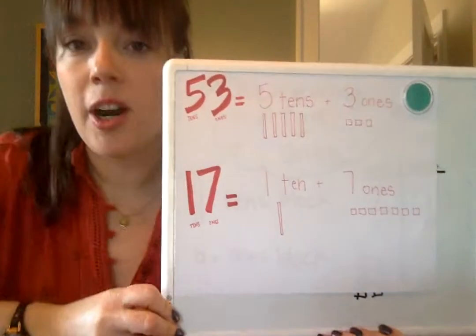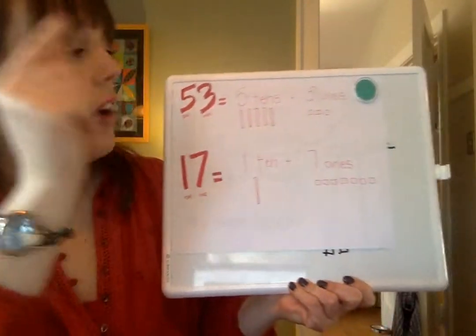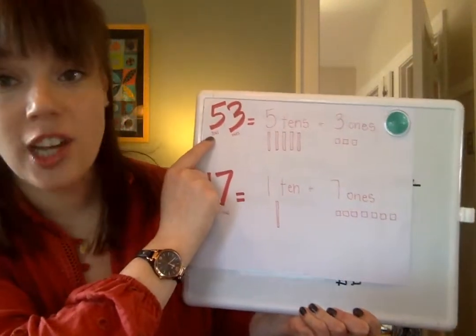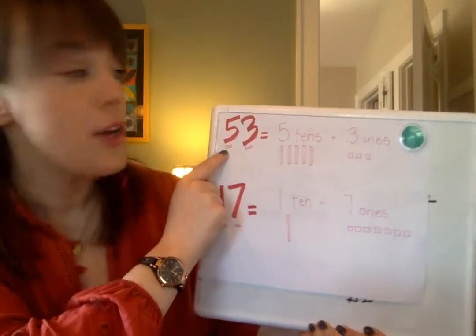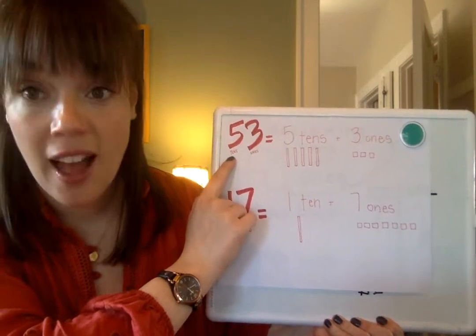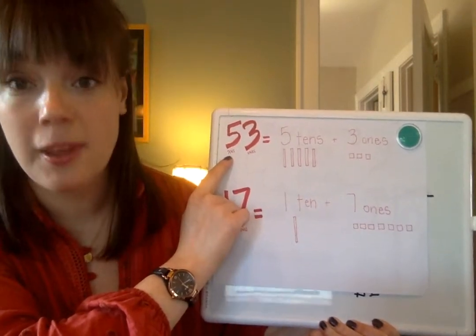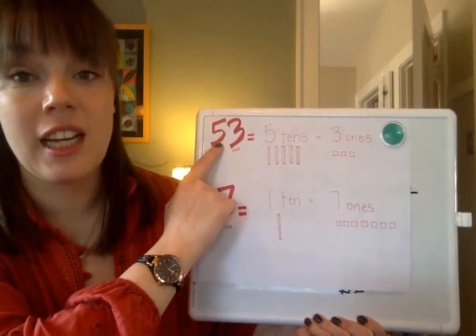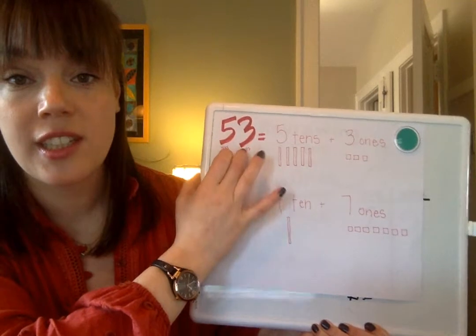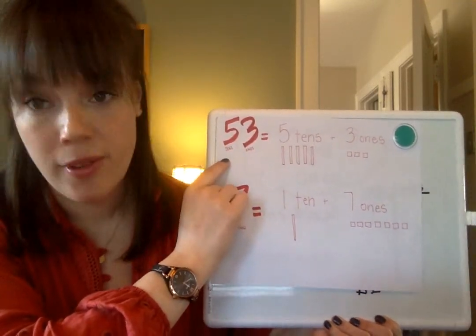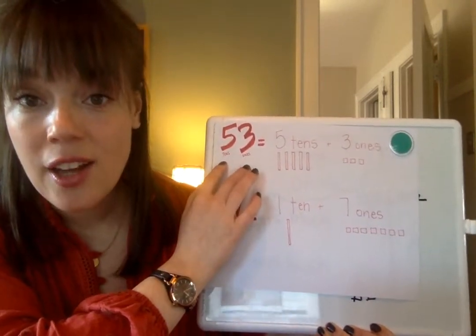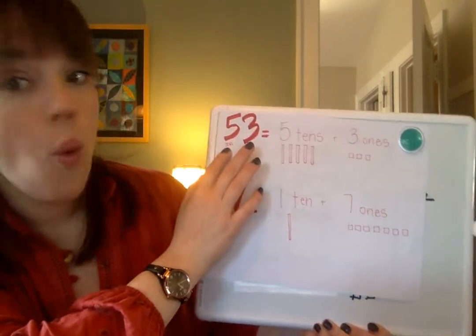So here I have the number 53. Now again, when we have a two-digit number, the first digit is in the tens place. So in 53, the first digit is 5. So 5 is in the tens place. So if I'm going to break down 53 into tens and ones, I would draw 5 tens, which I did here. And then in the number 53, the second digit in this two-digit number is 3. So I have 3 ones.